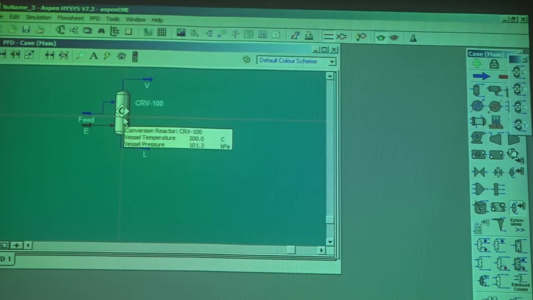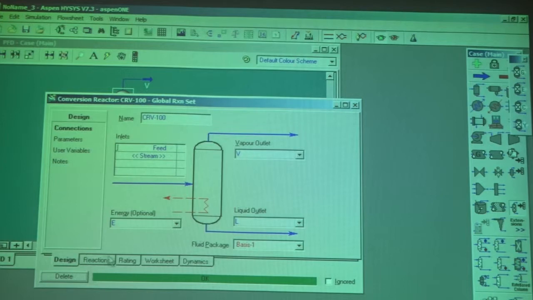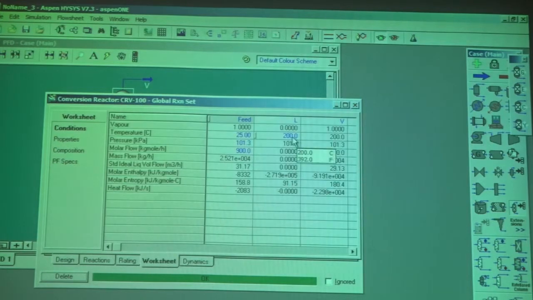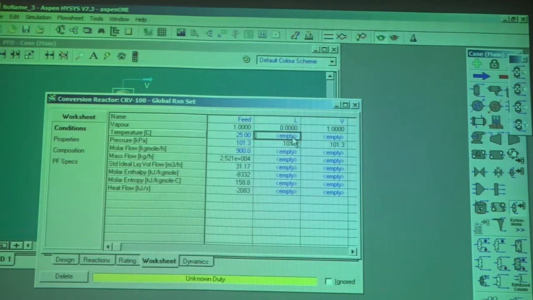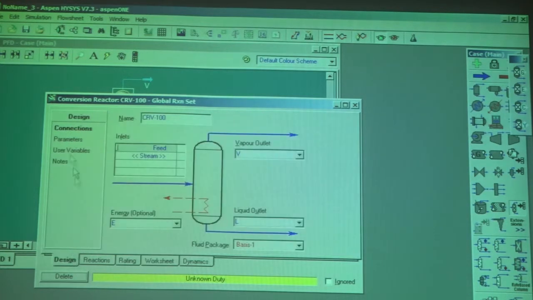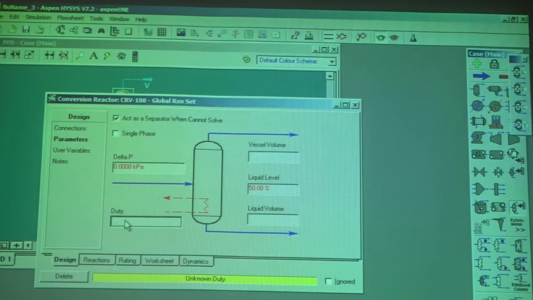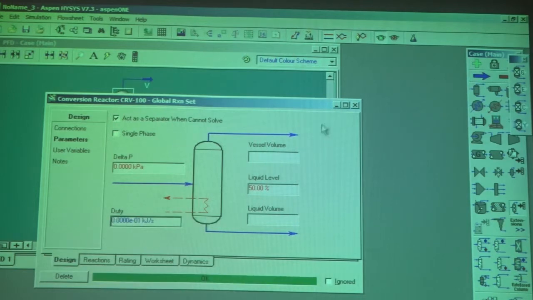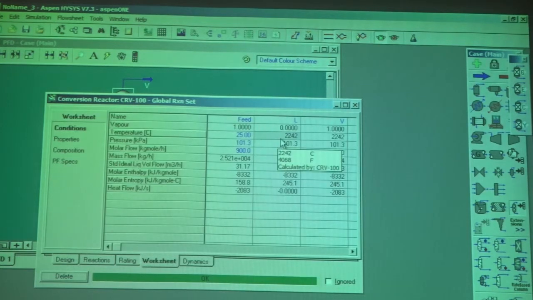We can calculate the adiabatic flame temperature. In order to do so, we go back to our worksheet and we delete the temperature here. And so it says unknown duty. So we have to go to design parameters and specify the duty as 0 because we are requiring an adiabatic reactor. And now it has converged. And if we go to worksheet, we find that the adiabatic flame temperature is 2242 degrees Celsius.